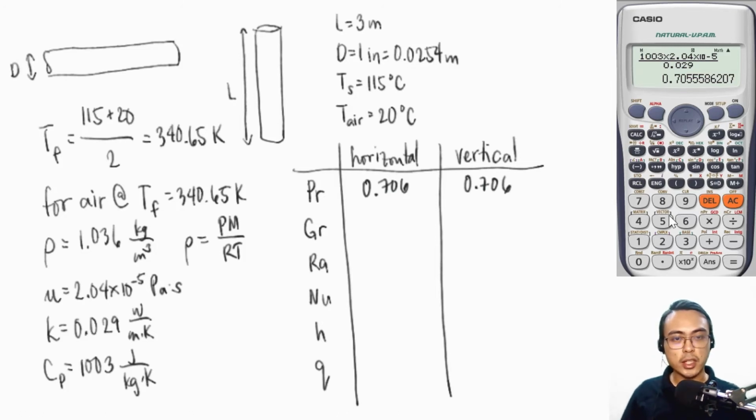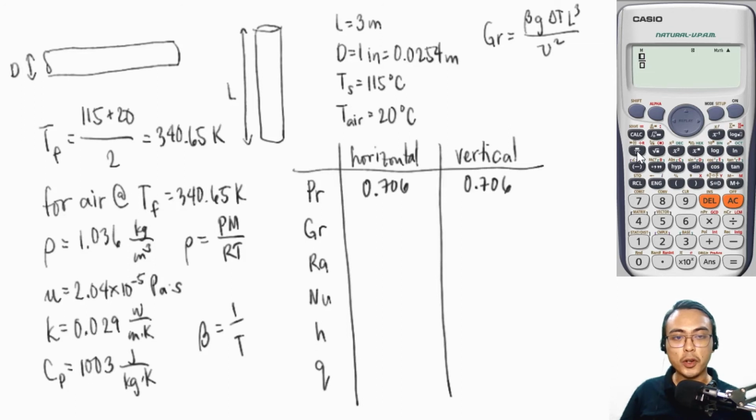Okay, next is Grashof number. Remember that Grashof number is equal to beta g delta T L cubed over the momentum diffusivity squared. For the horizontal cylinder, our characteristic length is the diameter, so we just have to change L with D. For beta, or the compressibility of a gas, that is simply equal to the inverse of the absolute temperature in Kelvin. That is for ideal gases, okay?